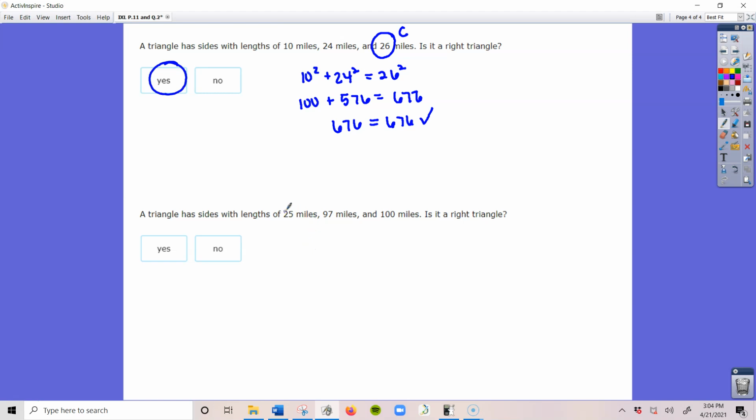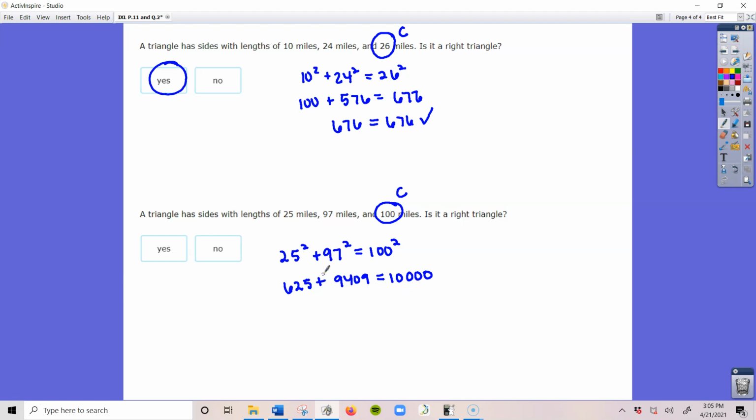Last one, we have 25, 97, and 100. This is my longest side, so this is C. So I do 25 squared plus 97 squared, and that should equal 100 squared. 25 squared is 625, plus 97 squared is 9,409. And that should equal 100 squared, which is 10,000.